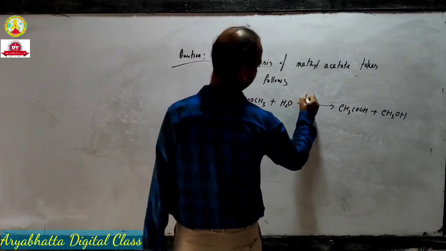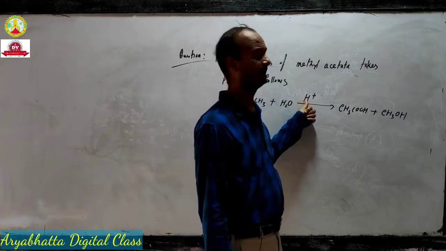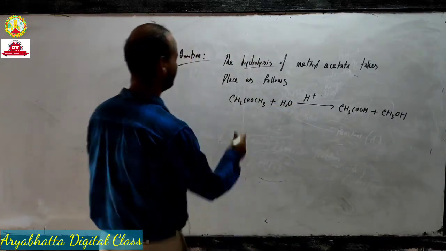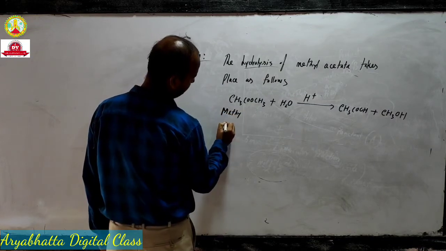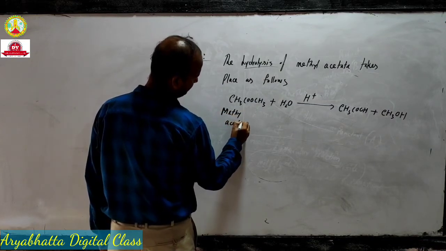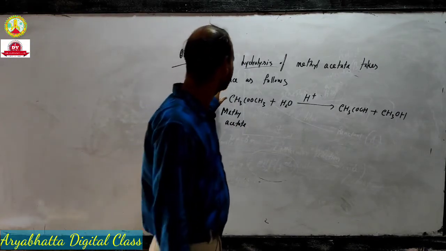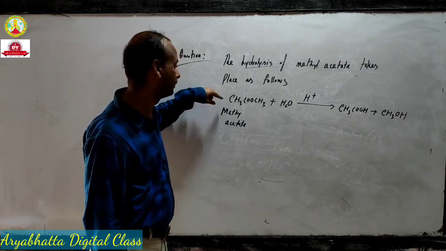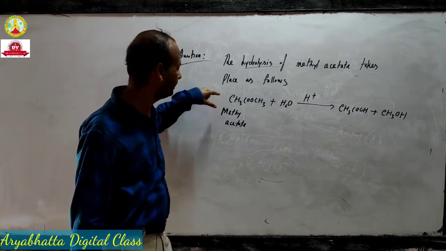H plus comes from an acid. Suppose the acid is HCl, as a catalyst. The name of this compound is methyl acetate. This is an example of an ester. This is an organic compound. You will get in the second book about this compound, and I will teach you about it in detail.